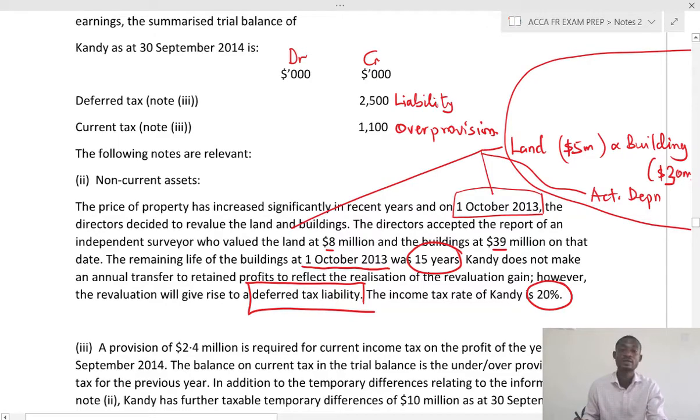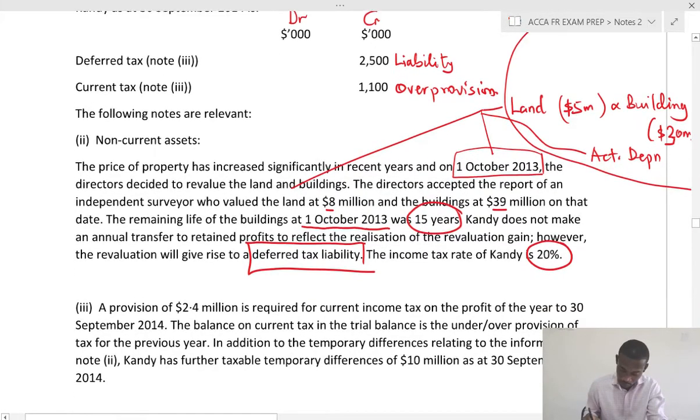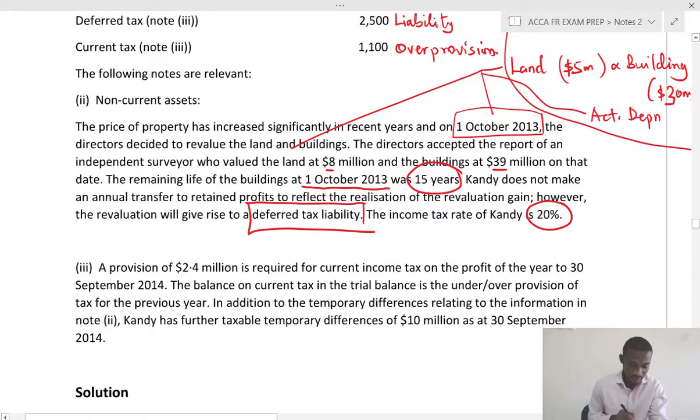So we have to find the gain or the revaluation surplus on this land and building, and we have to account for the deferred tax on this revaluation surplus. Now, the note 3. A provision of 2.4 million is required for current income tax. So this is the provision for the current year.